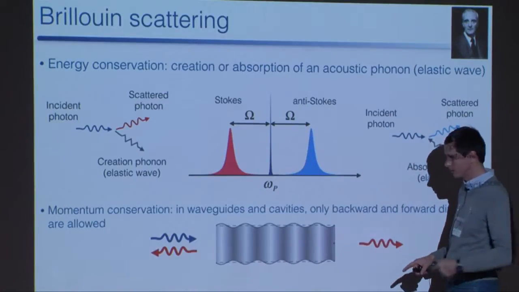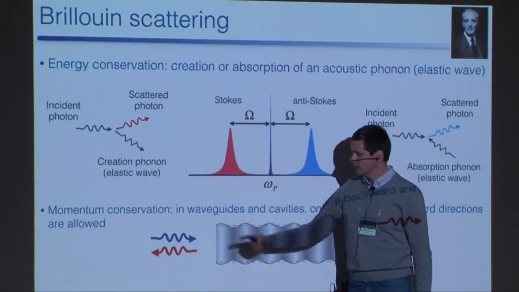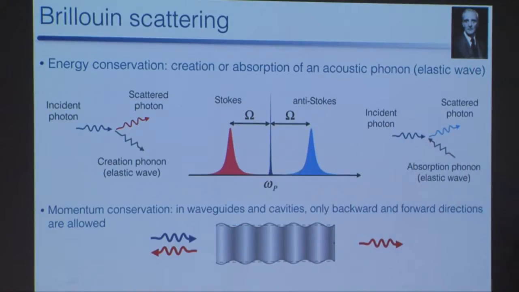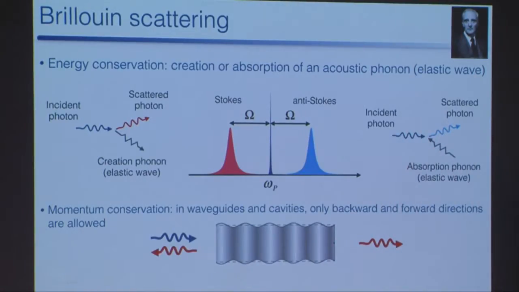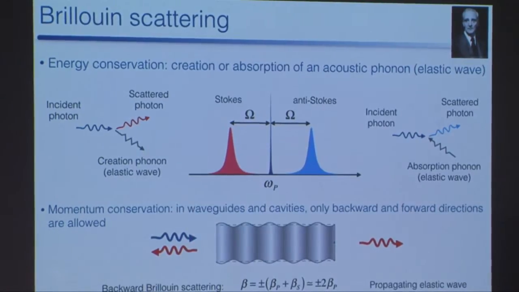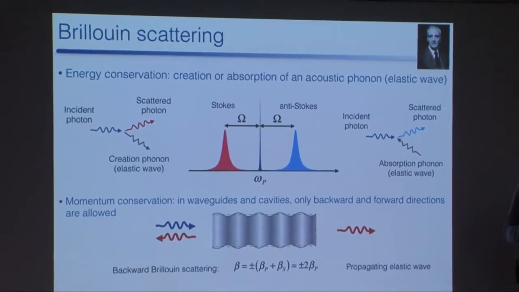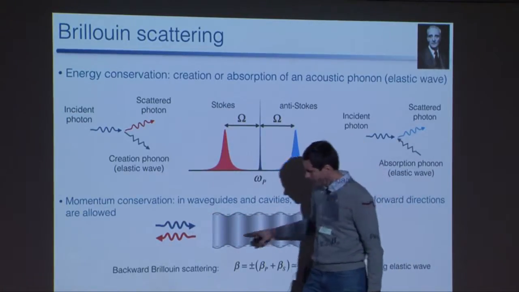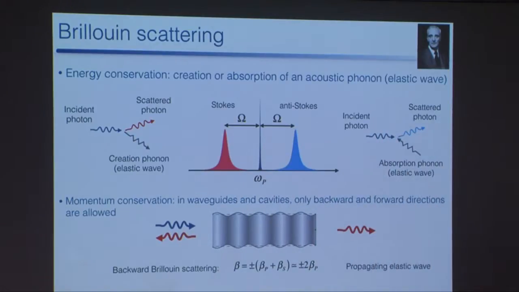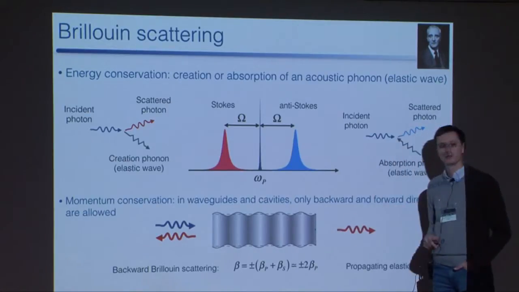So the mode can either propagate in the forward direction or in the backward direction. So the conservation of momentum is also in this direction. So what needs to happen is that if I have backward scattering, so if I send light in and then it gets scattered in the backward direction, the change in momentum is twice the momentum of what it was, right? So this has a certain beta propagating, and then it's now propagating backwards. So I have beta minus minus beta, so two times the propagation constant is the change of the optical momentum. And that needs to be equal to the momentum of the acoustic phonon that was created.